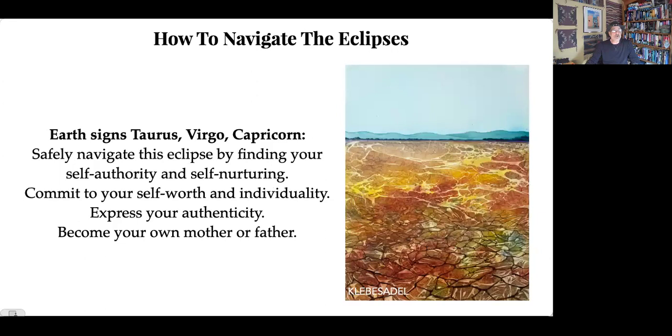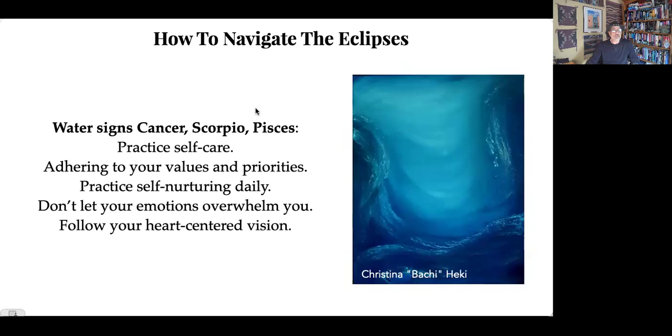Earth signs Taurus, Virgo, and Capricorn can safely navigate this eclipse by finding your self-authority and self-nurturing. Commit to that sense of self-worth and individuality. Express your authenticity, and if necessary, become your own mother or father. The water signs, Cancer, Scorpio, and Pisces, practice self-care, self-nurture. Adhere to your own values and priorities. Make them your vital marching orders. Practice self-nurturing daily. Don't let your emotions overwhelm you, and follow a heart-centered vision.